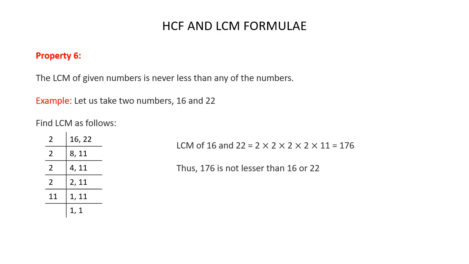Now you can see that 176 is not less than 16 and 176 is not less than 22. Thus 176 is not lesser than the numbers 16 or 22. Thus, LCM of the given numbers is never less than any of the numbers. It can be equal to the numbers or greater than the numbers, but never lesser than the numbers.